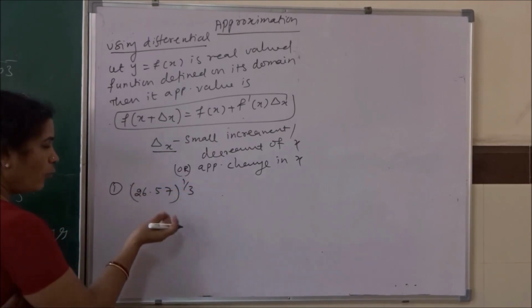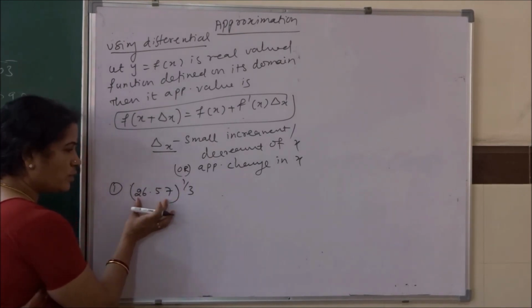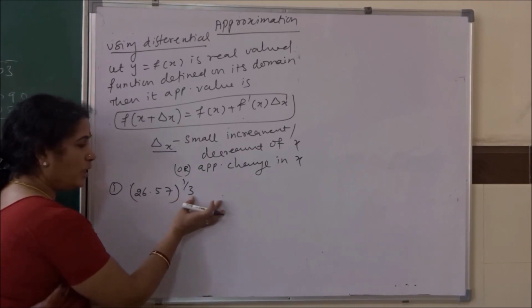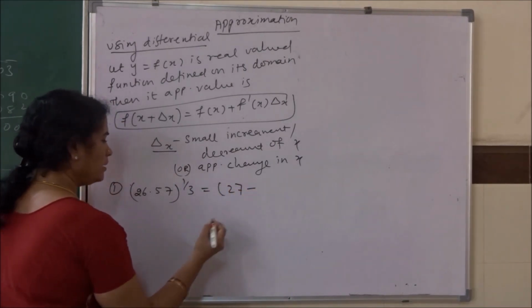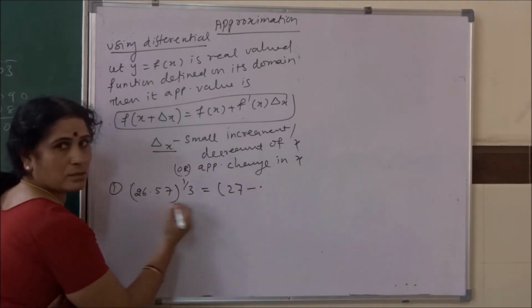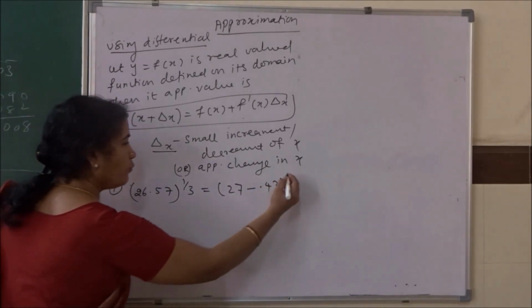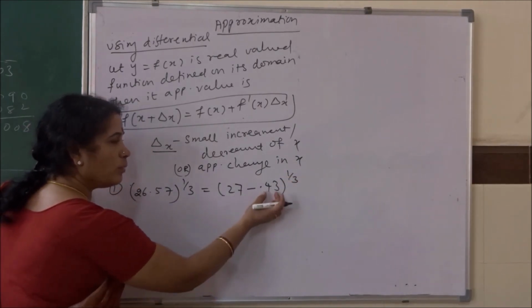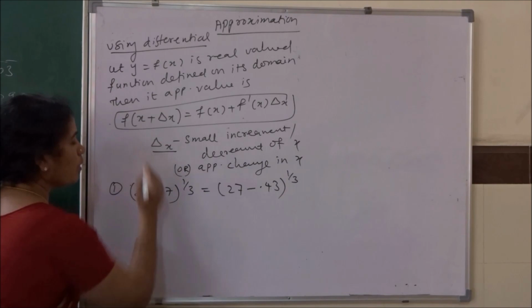Now what you have to look at here is the nearest cube root number to this number, 26.57. Which one is nearest? I hope 27. So 27 minus 26.57 is 0.43. Am I correct? So the nearest perfect cube we get is 27, and the remaining amount is minus 0.43. Now compare with the formula.